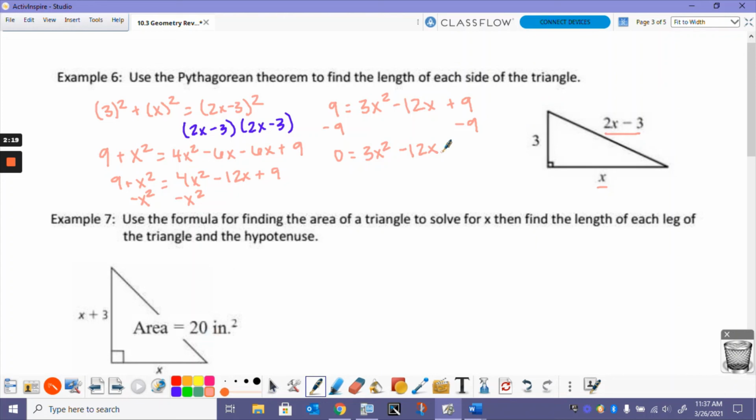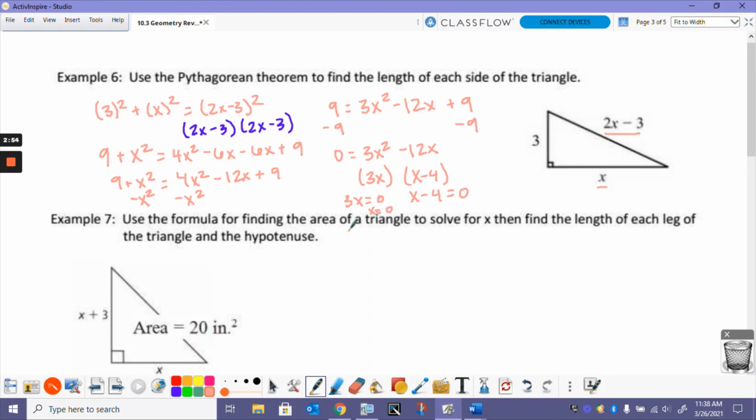All right, and then this is where we have 3x squared minus 12x. So we can go ahead and factor this out, and we're going to have 3x times (x minus 4). We're solving for our zeros. So 3x equals 0, and then x minus 4 equals 0. Okay, so 3x equals 0, you divide by 3, so x equals 0.